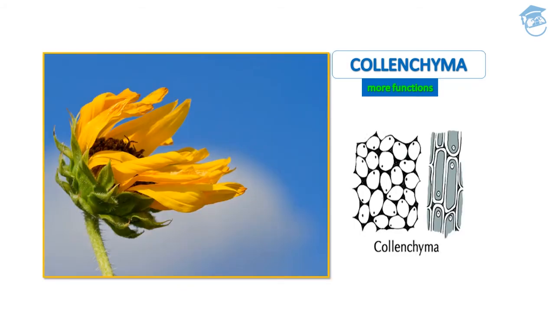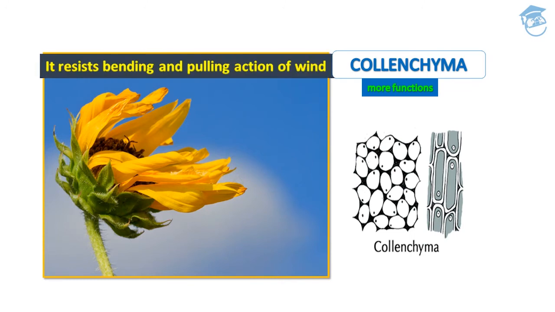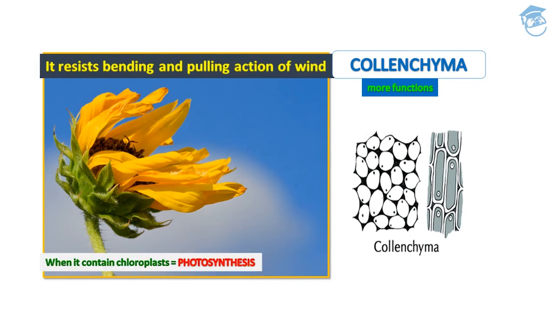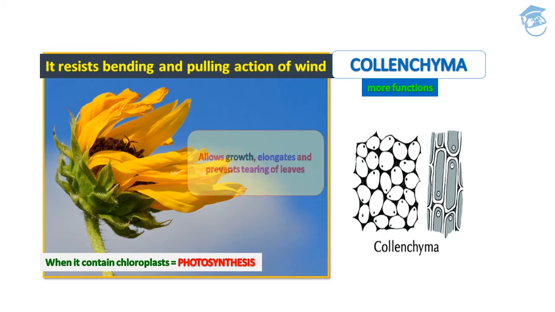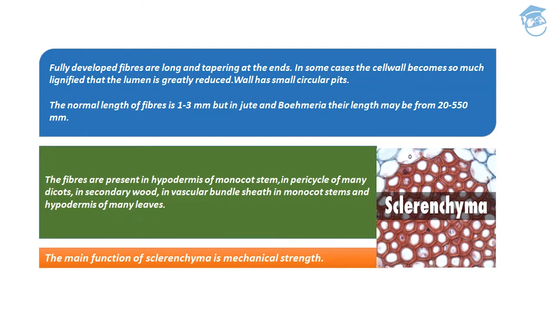Now, what are the functions of collenchyma? It resists the bending and pulling action of wind. When it contains chloroplast, it performs photosynthesis. Collenchyma allows growth, and it elongates and prevents tearing of leaves too. That's another crucial function of collenchyma. Okay, fully developed fibers are long and tapering at the ends. Now we are talking about sclerenchyma, which is another simple permanent tissue.